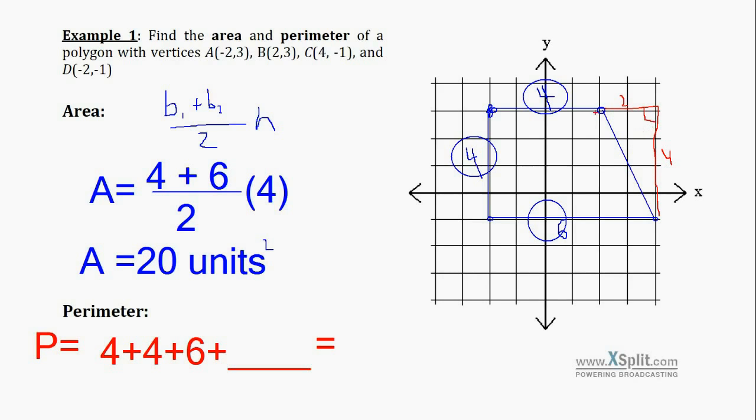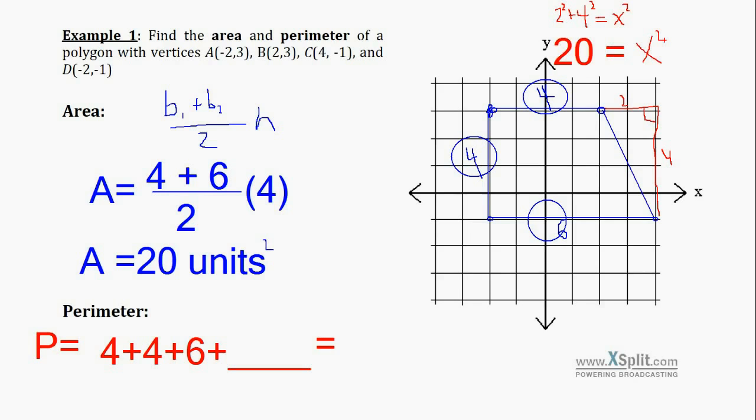Right triangle, we want to find this missing side, so we're going to use the Pythagorean theorem. This is 2 squared plus 4 squared is equal to some missing side squared. We'll call it x squared. 2 squared is 4, 4 squared is 16. Add those together, that's 20 equals x squared.